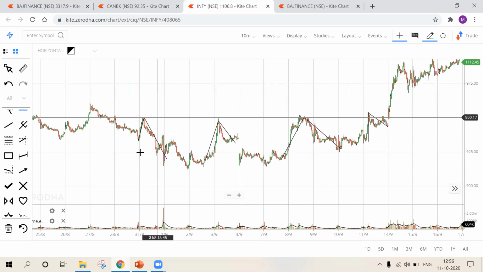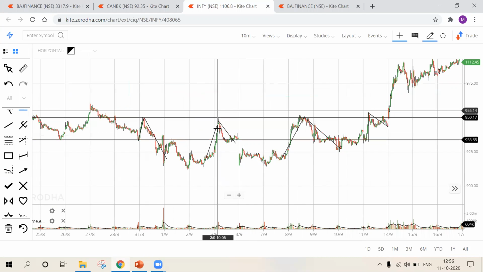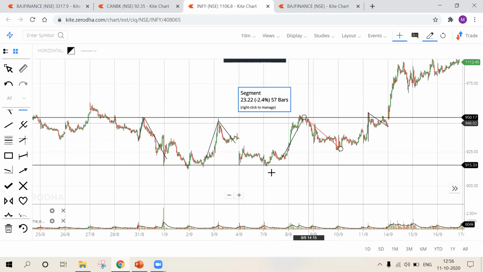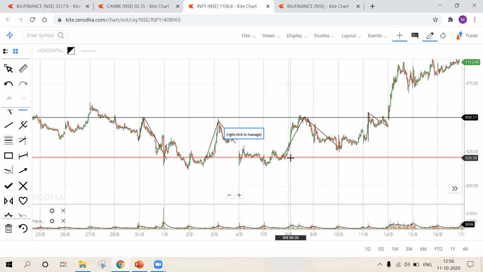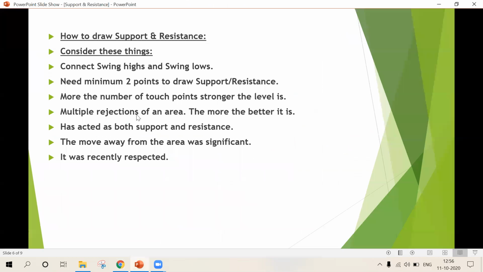This is swing high and this will be swing low. For this swing, this will be swing high and this will be swing low. For this swing, this is swing high, and this will be swing low. So you need to be connecting two swing highs or swing lows to draw support or resistance.